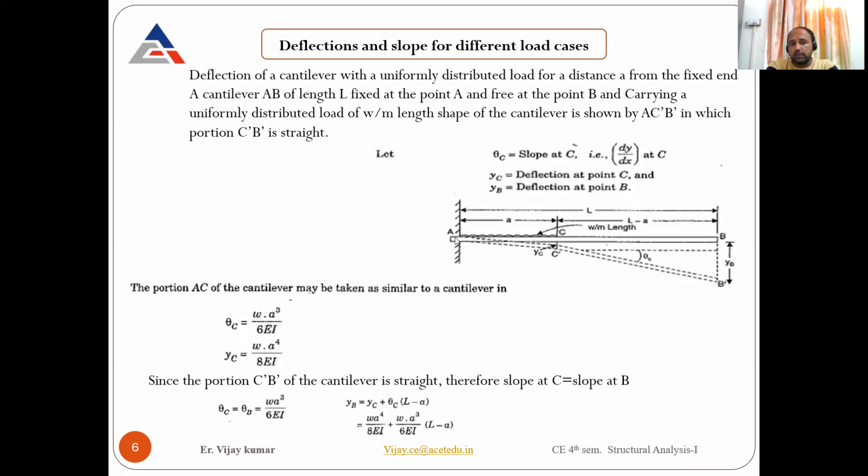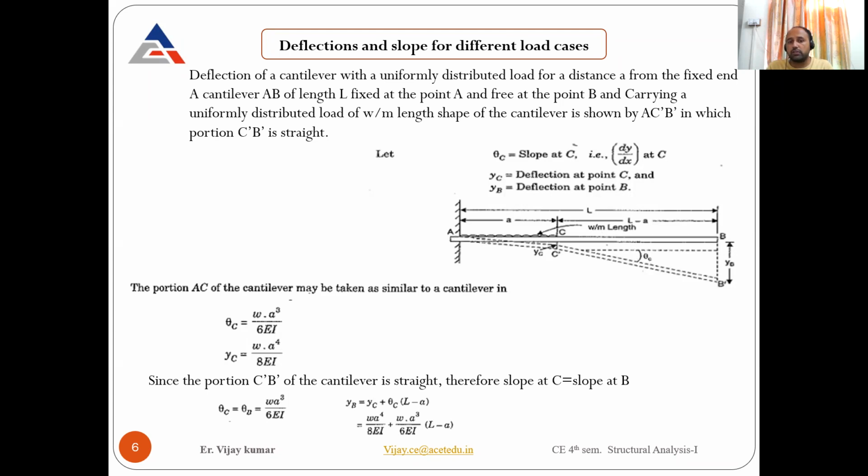So what is the given data here? A and B is the beam, C is the center point, and the UDL loading is on segment AC. It is the same problem as we discussed in the first case, where the point load acts at a distance a from the fixed end. The similar approach we are going to apply here also.